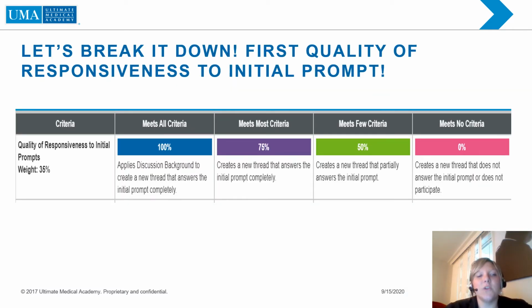All right, first, quality responsiveness to the initial post. To get full credit, apply the discussion background to create a new thread that answers the initial prompt completely. So you have to answer all 3 questions, okay? Fully answer all 3 questions.